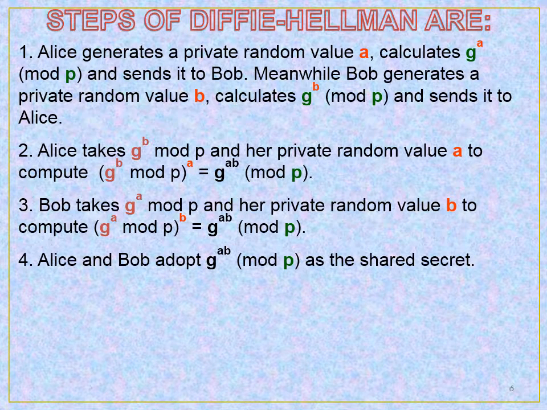Now both the values computed by Alice and Bob are equal to each other, so we can say that both have generated the symmetric key, that is equal to g raised to the power ab mod p.